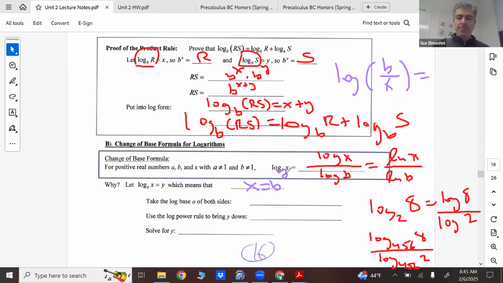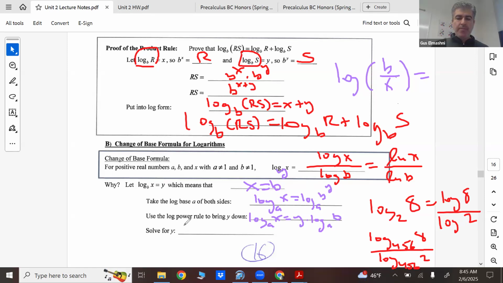And I know you like to take the log of both sides to solve these equations, which is totally cool. So if you do base a, for example, log base a of x equals log base a of b to the y power, what happens to the y? It multiplies, right? So log base a of x equals y times log base a of b.